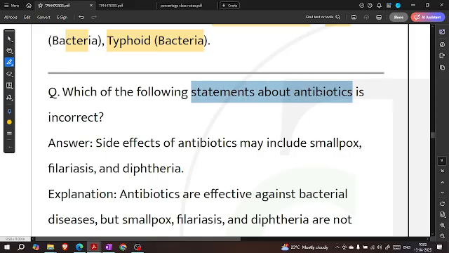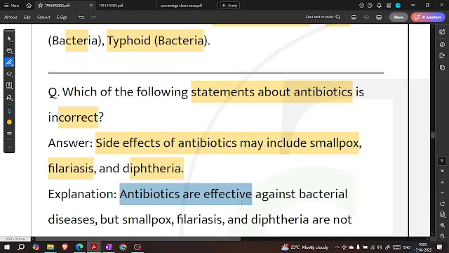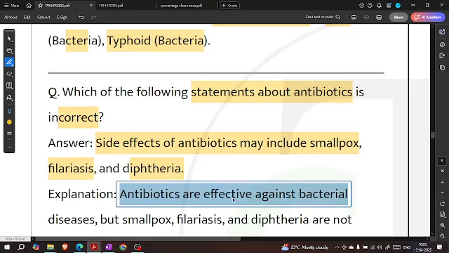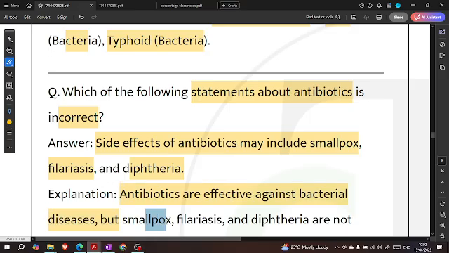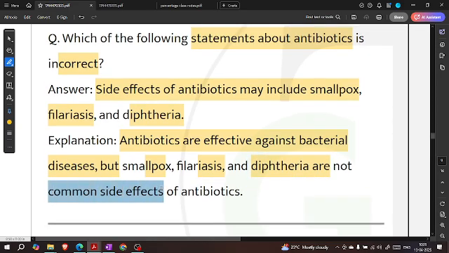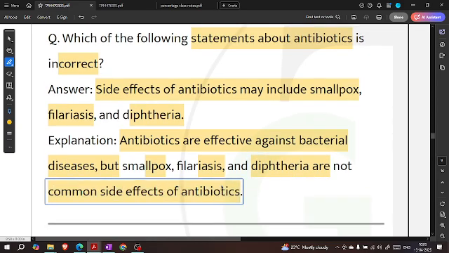Which of the following statements about antibiotics is incorrect? Side effects of antibiotics may include smallpox and filariasis and diphtheria. Antibiotics are effective against bacterial disease, but smallpox, filariasis, and diphtheria are not common side effects of antibiotics.